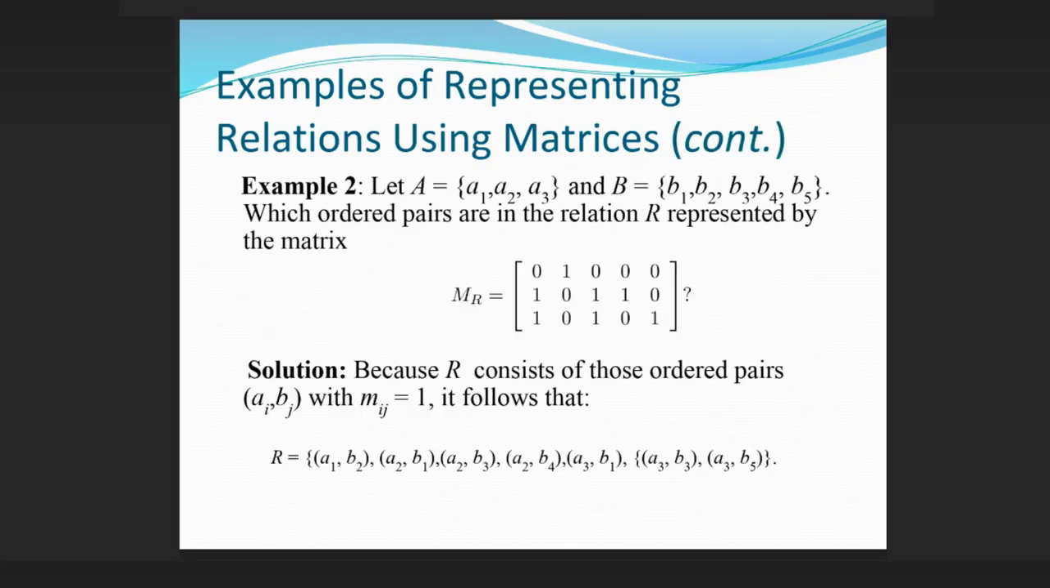Examples of representing relations using matrices, continued. Example 2. Let A equals {a1, a2, a3} and B equals {b1, b2, b3, b4, b5}. Which ordered pairs are in the relation represented by the matrix? Solution: because R consists of those ordered pairs (a_i, b_j) with m_ij equals 1, it follows that R equals {(a1,b2), (a2,b1), (a2,b3), (a2,b4), (a3,b1), (a3,b3), (a3,b5)}.